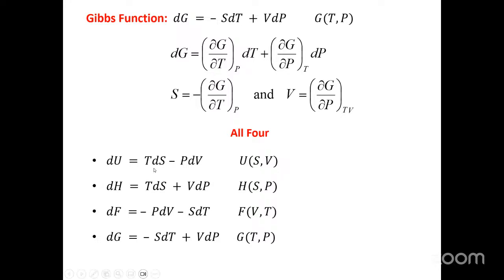dU is equal to TdS minus PdV. Here, what we are taking as constants are S and V. And dH is equal to TdS plus VdP, with H as a function of S and P. All of you observe here in these four equations, whatever we have here, what are we taking?